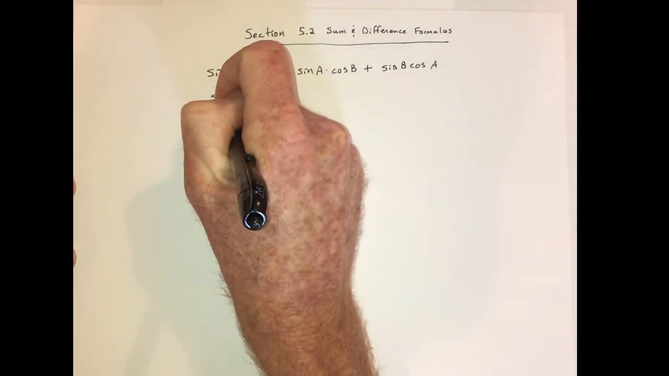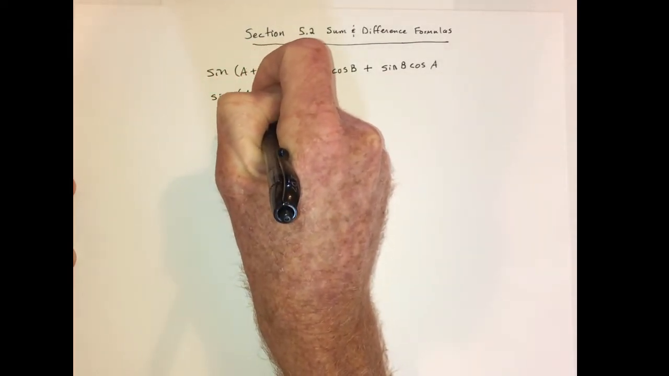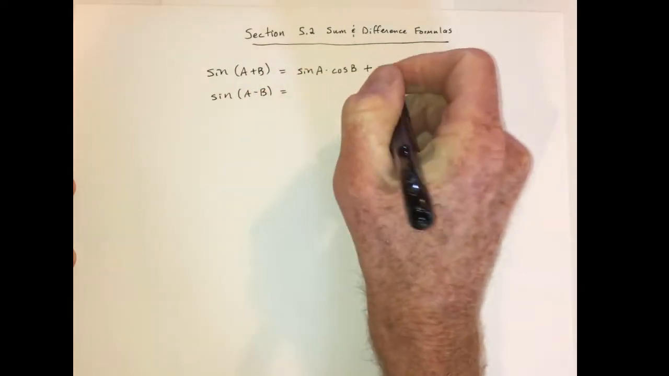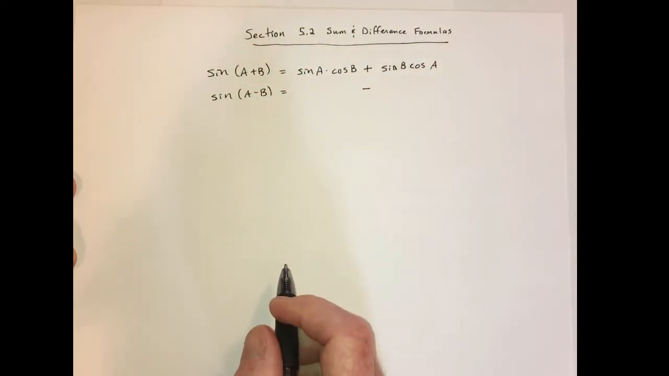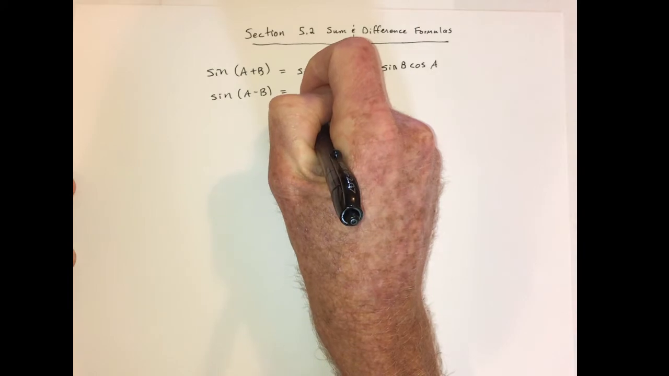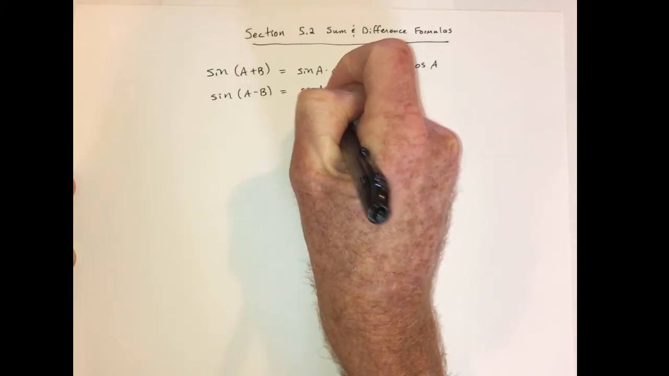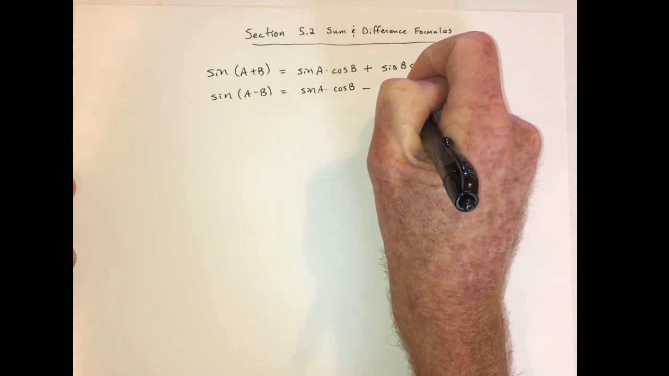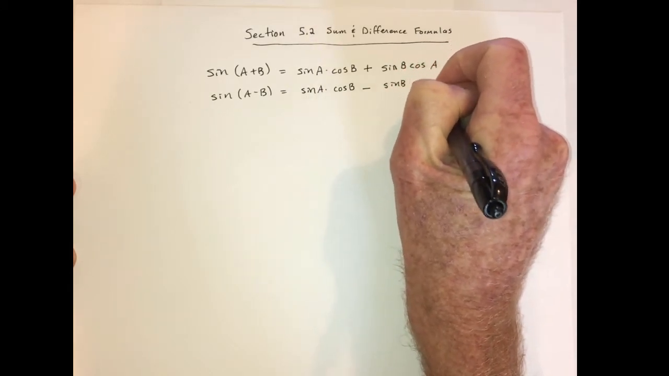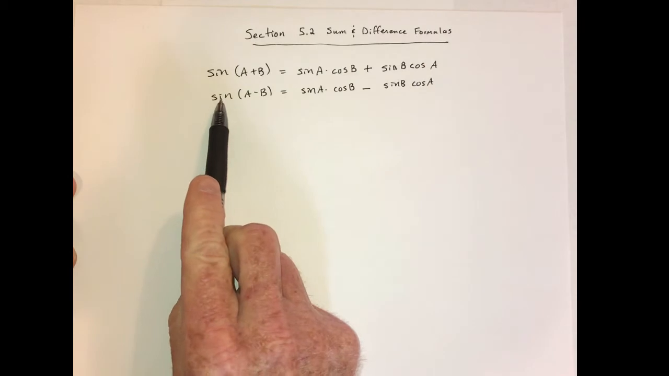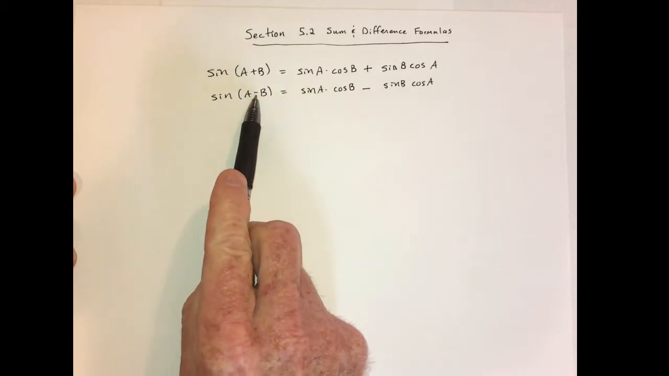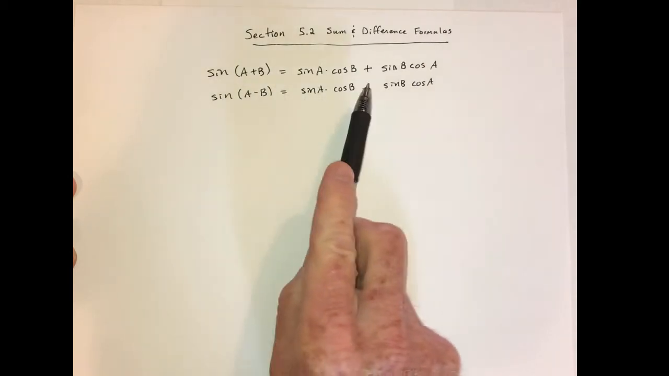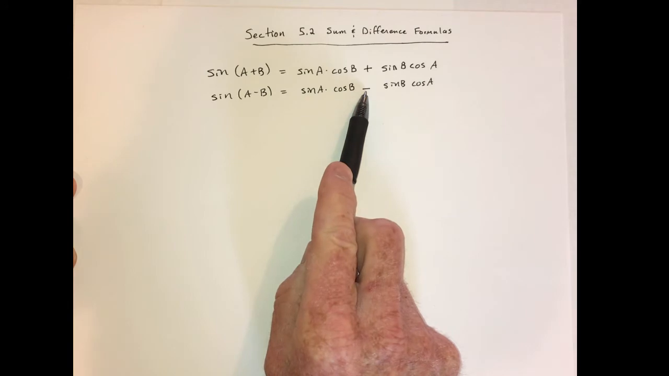Now, when it's sine of A minus B, it's going to look exactly the same, except this is going to be a minus right here. So it'll be sine of the A, cosine of the B, sine of the B, cosine of the A. And I remember it as sine keeps the sign the same. So this stays the same.